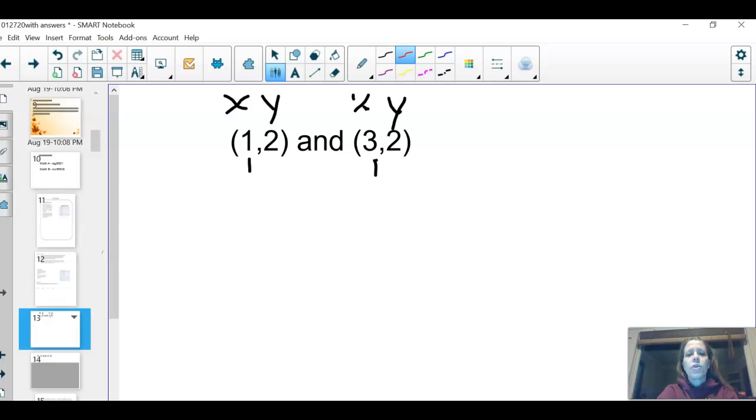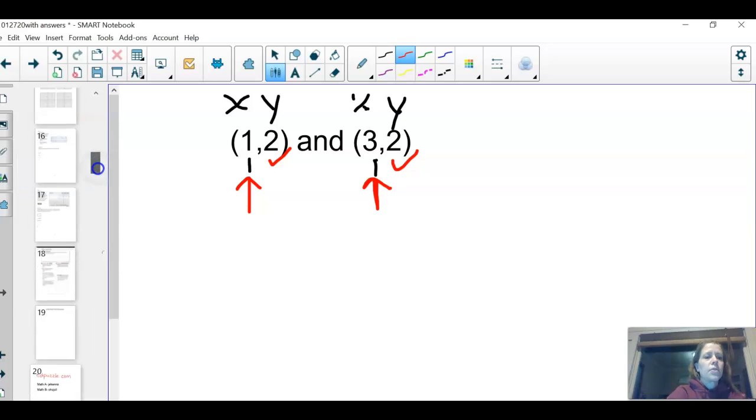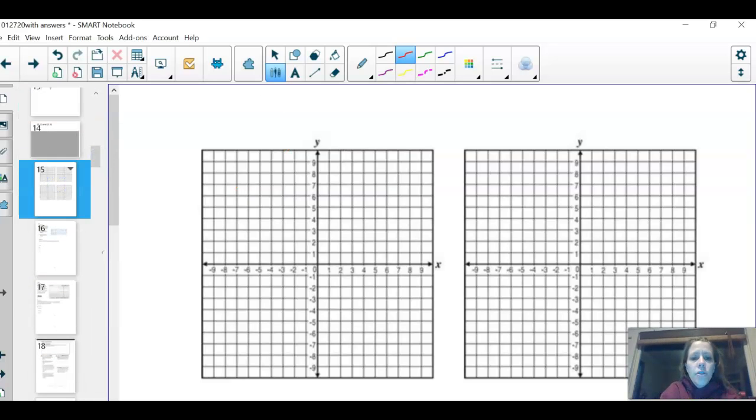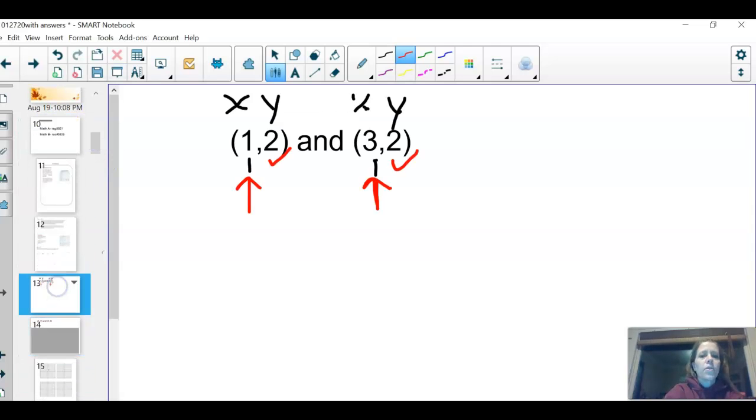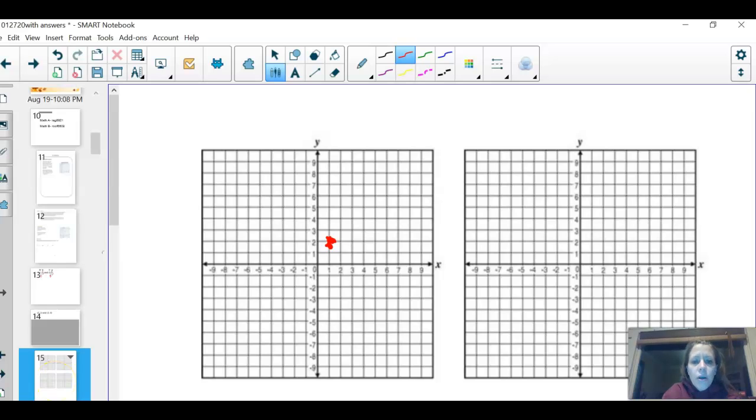In this case, the 2 is the same. En este caso, 2 es el mismo. So I only need to look at 1 and 3. So I have 1 and I have 3. They are both positive. So that means if I were to plot these points on a graph, 1, 2 would be here. And my second number, 3, 2, would be 3 over 2 up right there.